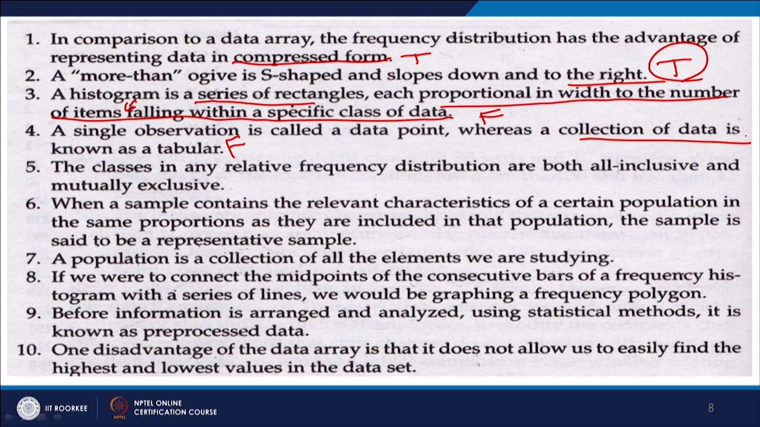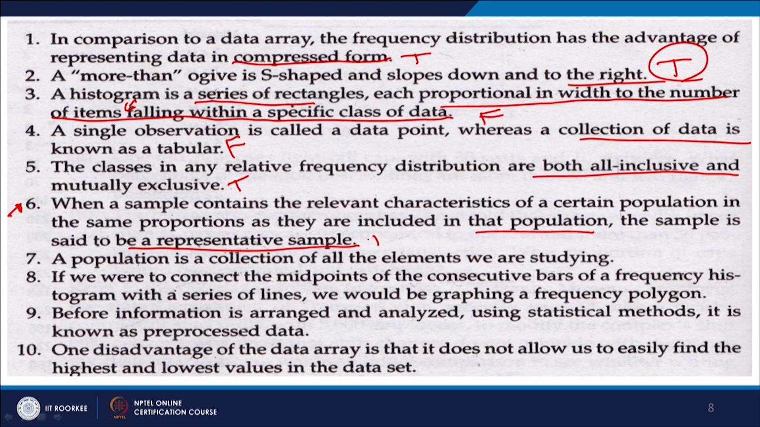Okay. The classes in any relative frequency distribution are both all inclusive and mutually exclusive. What do you think? The classes in a relative frequency distribution are both all inclusive and mutually exclusive. This is a true statement, right. Let us look at the sixth one. When a sample contains the relative characteristics of a certain population in the same proportion as they are included in that population, the sample is said to be a representative sample. True or false?